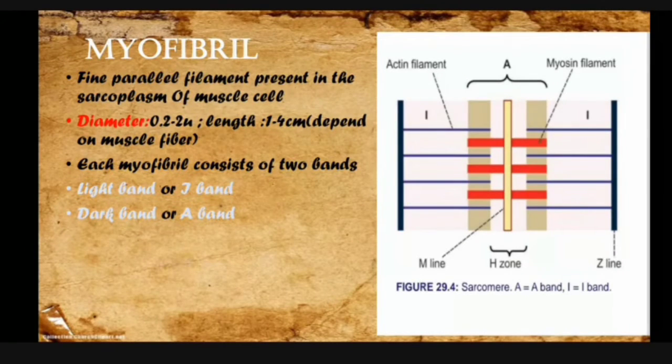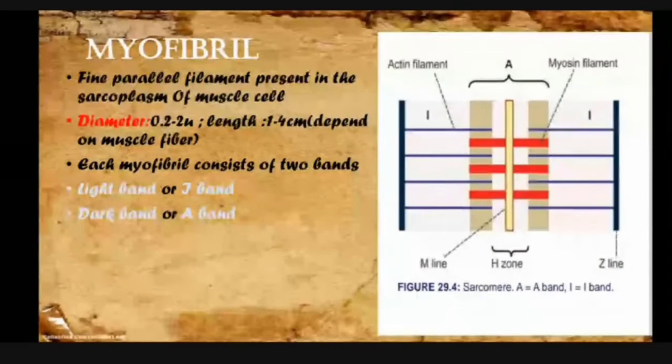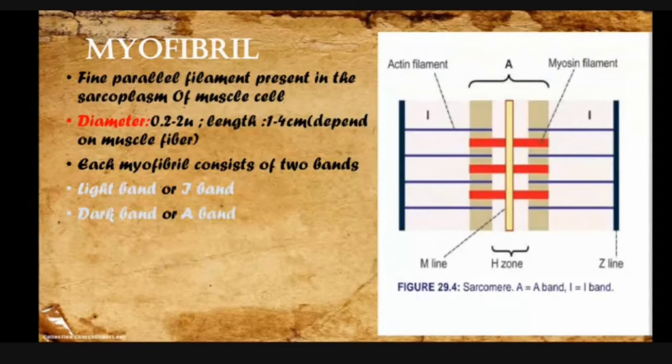Myofibril: fine parallel filaments present in the sarcoplasm of the muscle cell. Diameter 0.2 to 2 micrometers. Length 1 to 4 cm, depending upon the muscle fiber. Each myofibril consists of two bands: light band or I band, and dark band or A band.